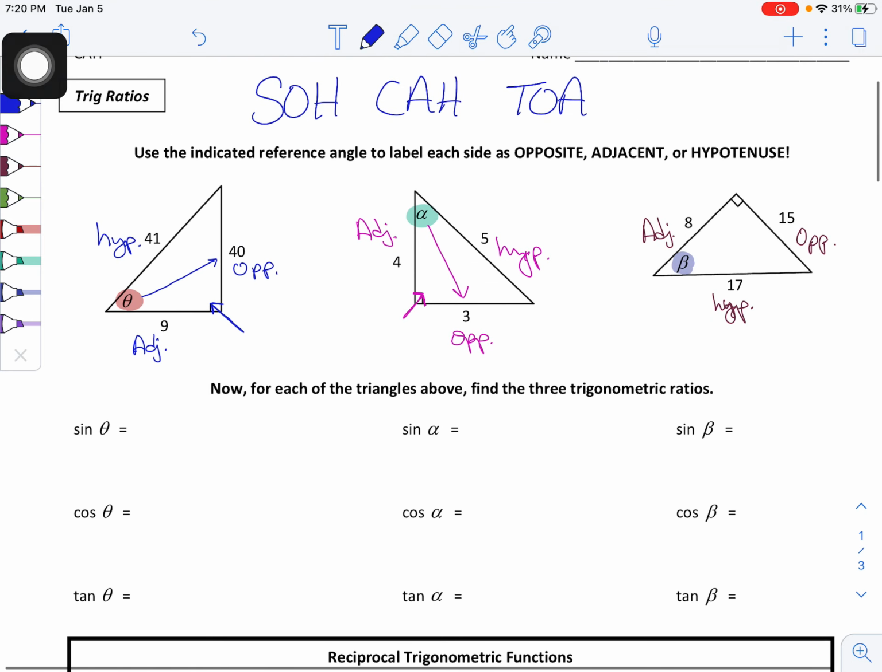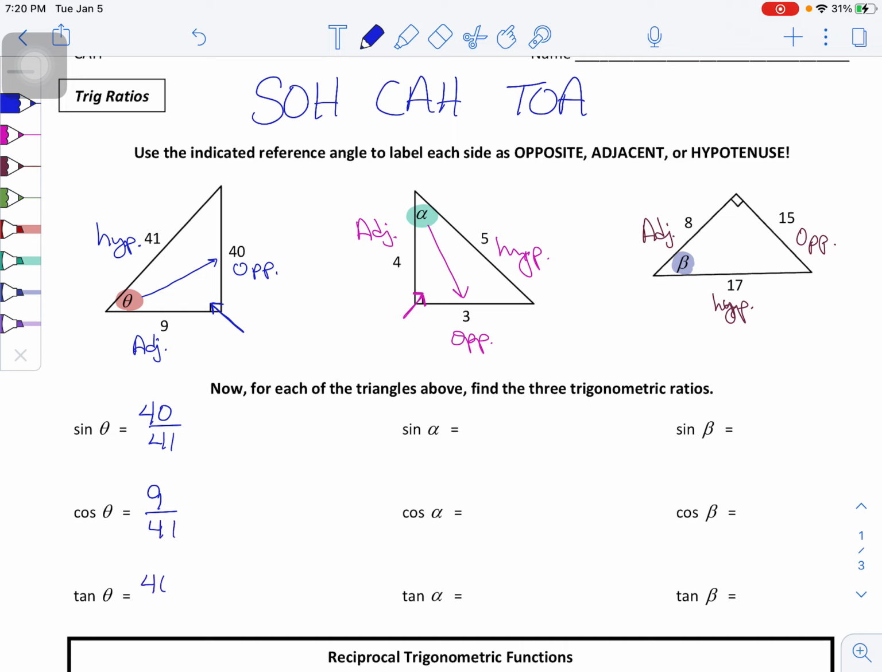So if we look at our first little triangle here, it says sine of theta. Now we've already labeled our picture. So we've got opposite over hypotenuse. Cosine is adjacent over hypotenuse, and tangent is opposite over adjacent. The one thing you want to check for is, can any of those fractions be reduced? For this particular triangle, no, they can't be.